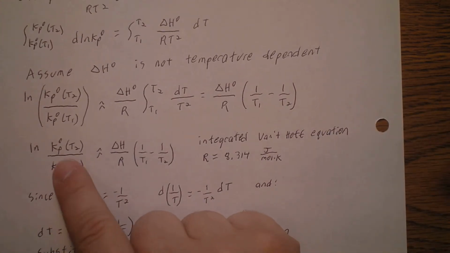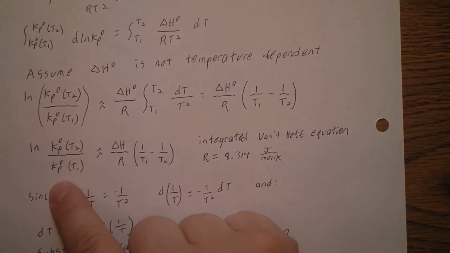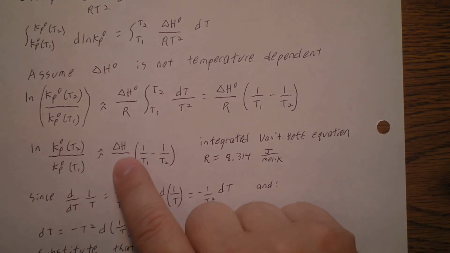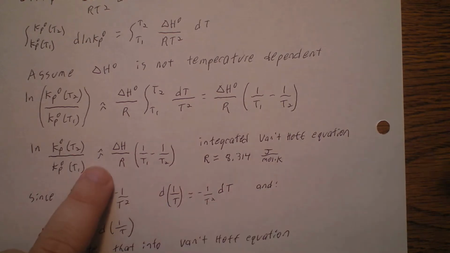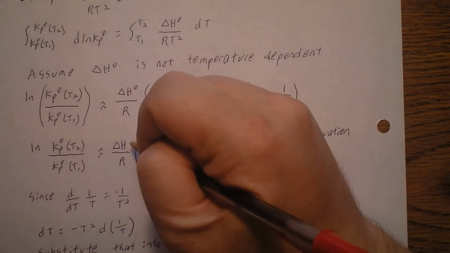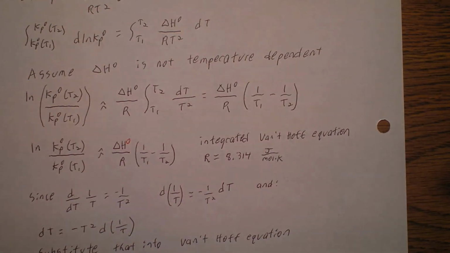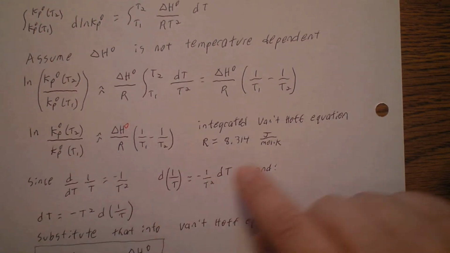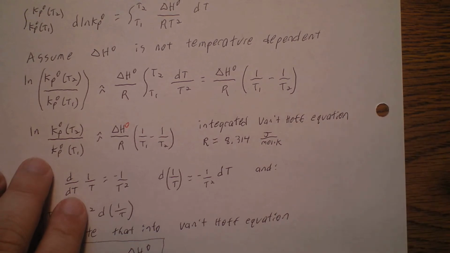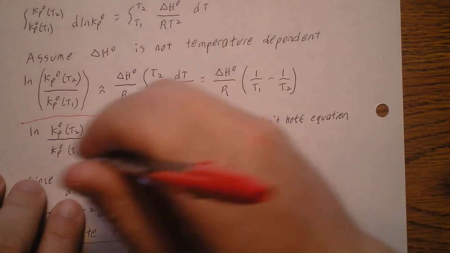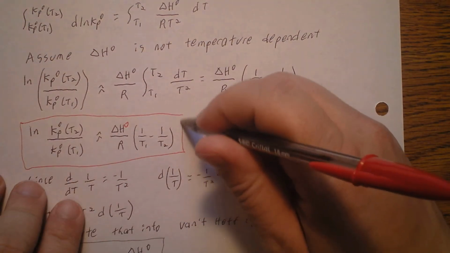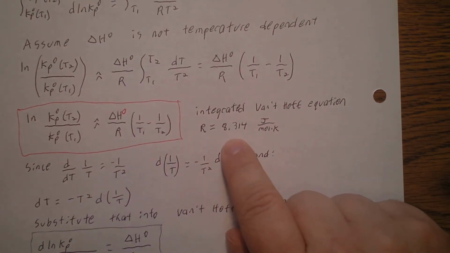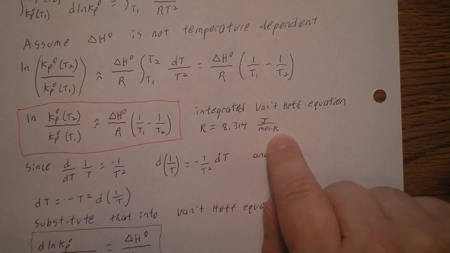Now the natural log of Kp naught at temperature 2 over Kp naught at temperature 1 then is going to be roughly equal to a change in enthalpy, oops, actually there should be a naught here, over R times 1 over T1 minus 1 over T2. This is the integrated form of the Van't Hoff equation. Might want to emphasize this version. So that's the integrated form of the Van't Hoff equation. And of course R is just the gas constant, 8.314 joules per mole Kelvin.